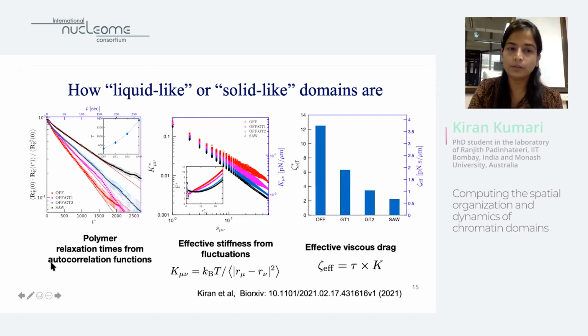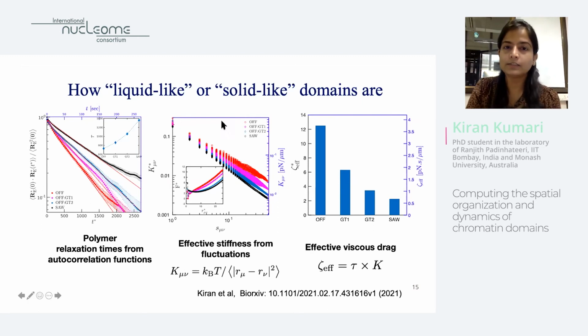First of all, we have looked at the relaxation time from the end-to-end autocorrelation function, and we have extracted the longest relaxation time for all the four systems which we are looking at. We observe that for the off state, the relaxation time is much lower compared to the other three states. The off state, where the higher interactions are present, is helping it to relax faster.